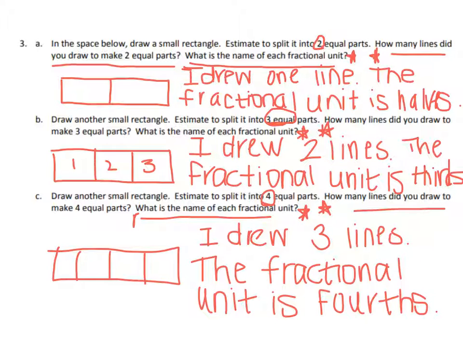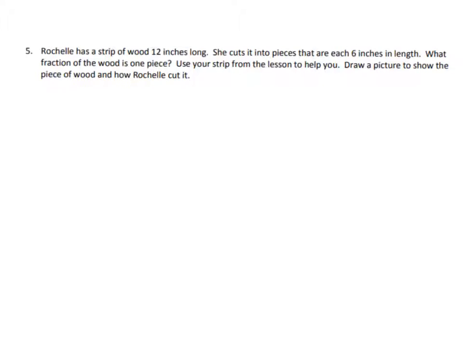Do you notice a pattern with how many lines we drew and then what the fractional unit is? So for every fractional unit, we draw 1 less line. So if you noticed in the first one, we had halves, but we only drew 1 line. We had thirds in the next one, and we only drew 2 lines. And finally, we had fourths, but we only drew 3 lines. So that's something to help you to remember when you're drawing the fractions.